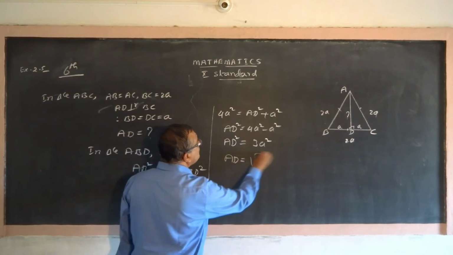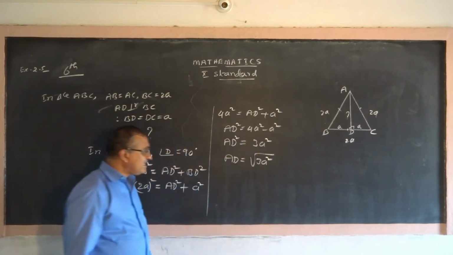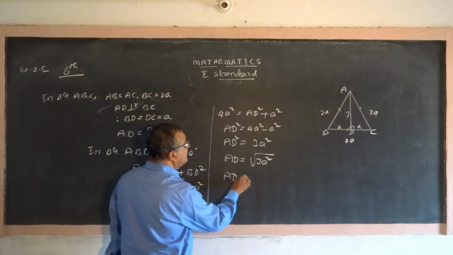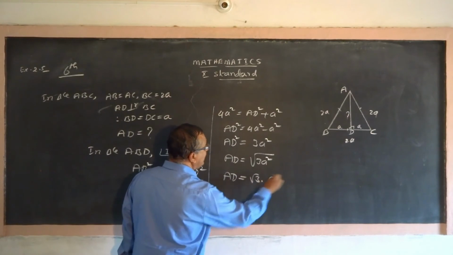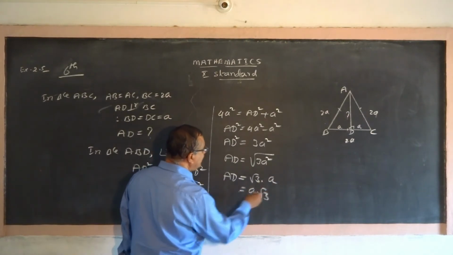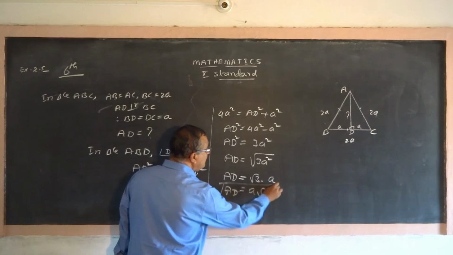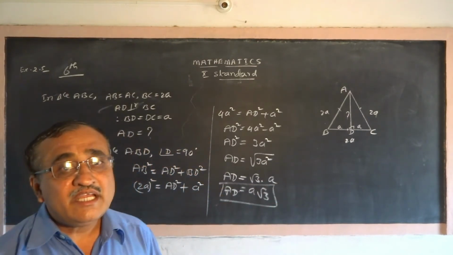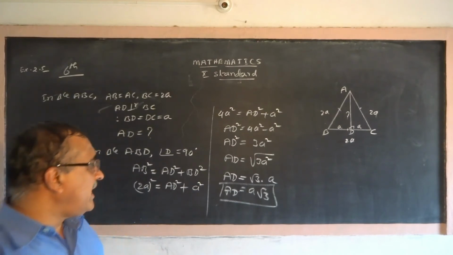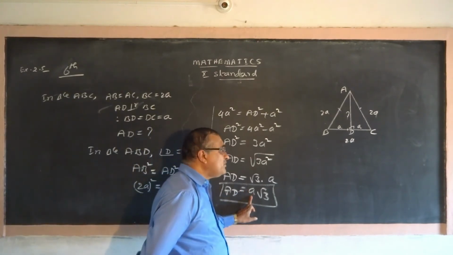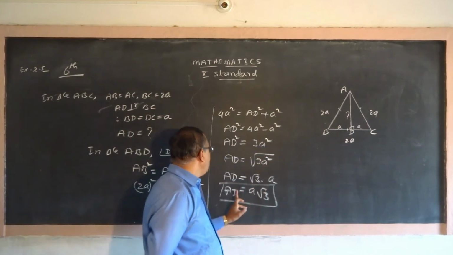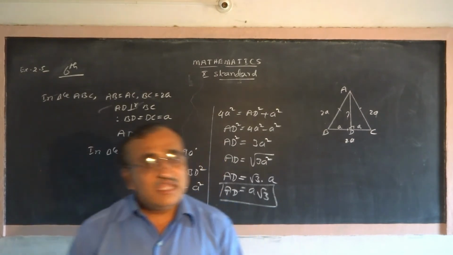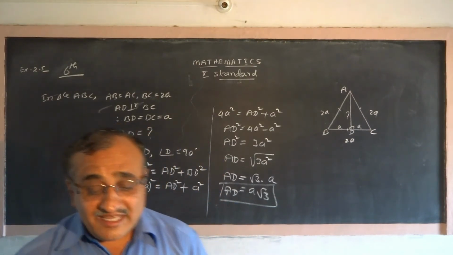AD equals root of 3A square. What is the square root of A square? It is A. Therefore, AD is equal to root 3 into A, or A root 3. This is AD. Now, the height of an equilateral triangle with side 2A: if 2A is the side of an equilateral triangle, then the altitude is A root 3. All the altitudes are equal here. So this is the 6th problem.